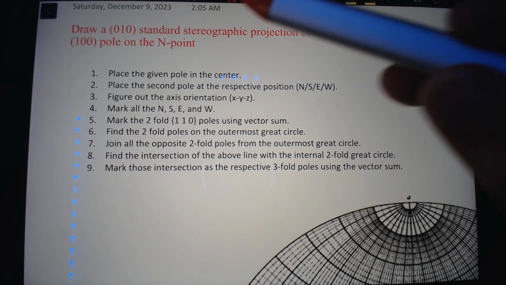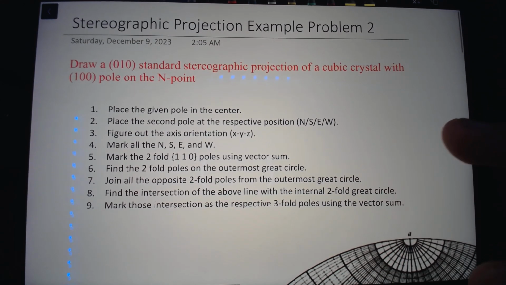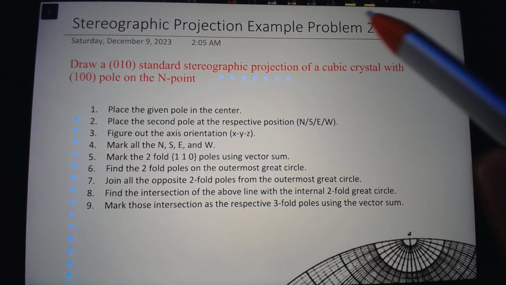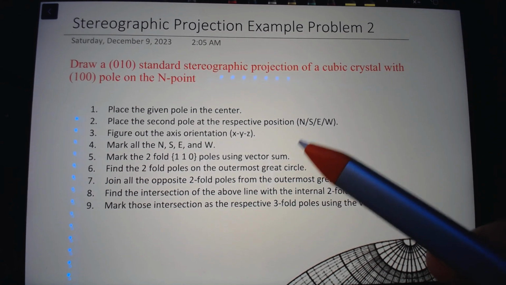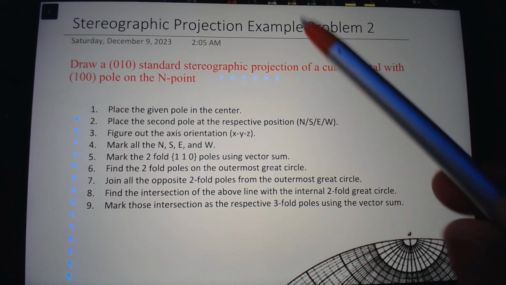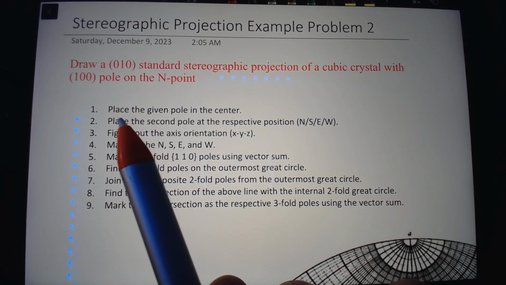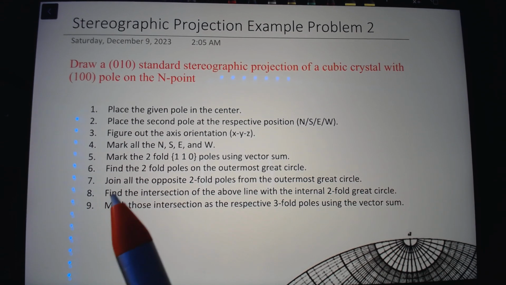All right, so let's do another example of standard stereographic projection. If you haven't watched the first example problem, I'd recommend watching that before you get to this. But if you're comfortable with the first example, then you can start the second one. The previous one was a lot more detailed.